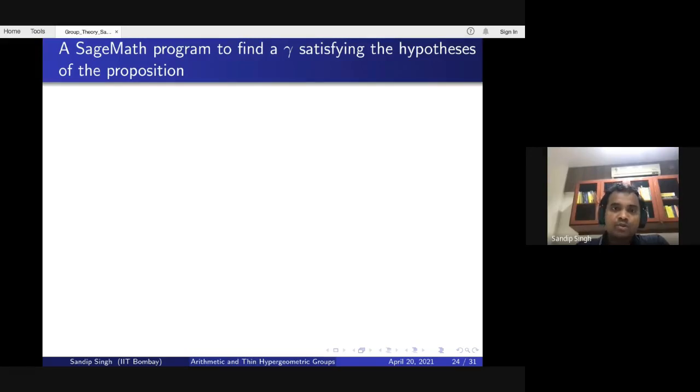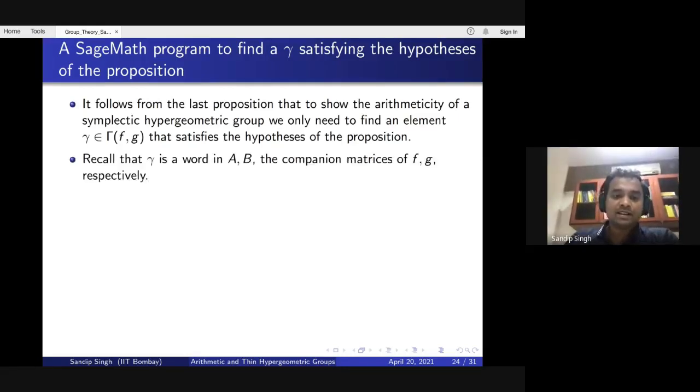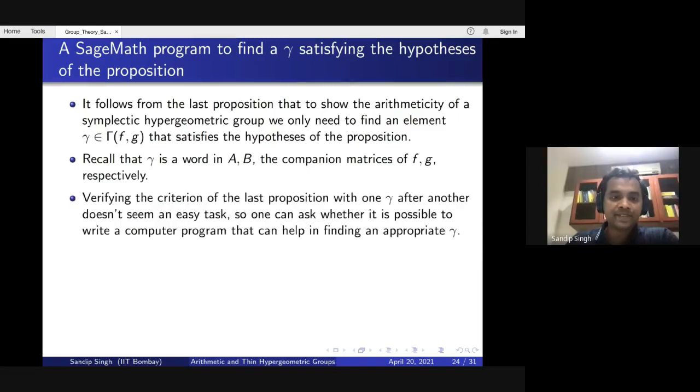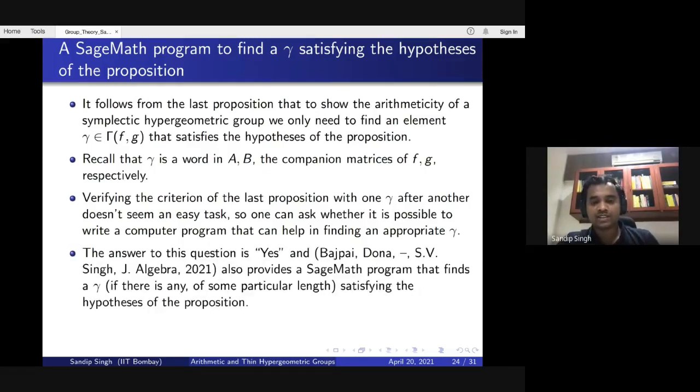We used some computer program in doing that. So it follows from the last proposition that to show the arithmeticity of a symplectic hypergeometric group, we only need to find an element gamma in gamma f,g that satisfies the hypothesis of the proposition. You recall that gamma is a word in A and B, the companion matrices of f and g respectively. Verifying the criterion with one gamma after another doesn't seem an easy task. So one can ask whether it is possible to write a computer program that can help in finding an appropriate gamma. The answer to this question is yes.